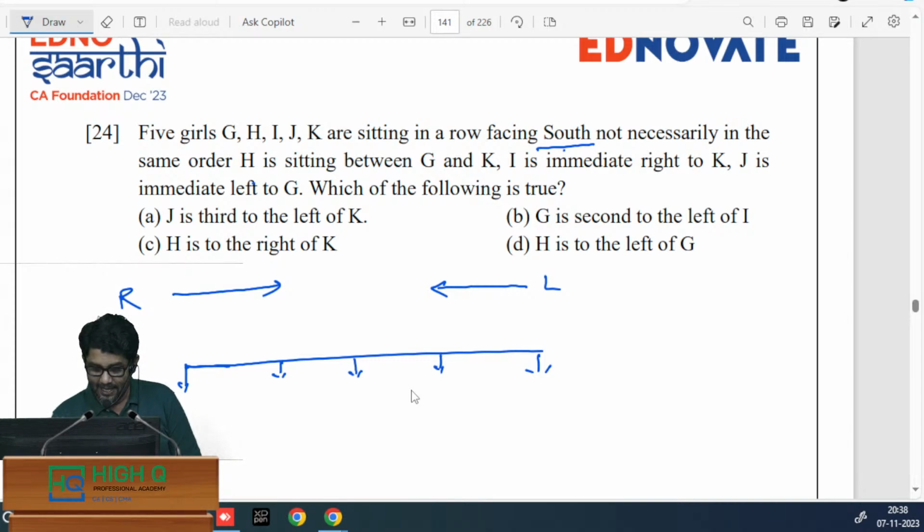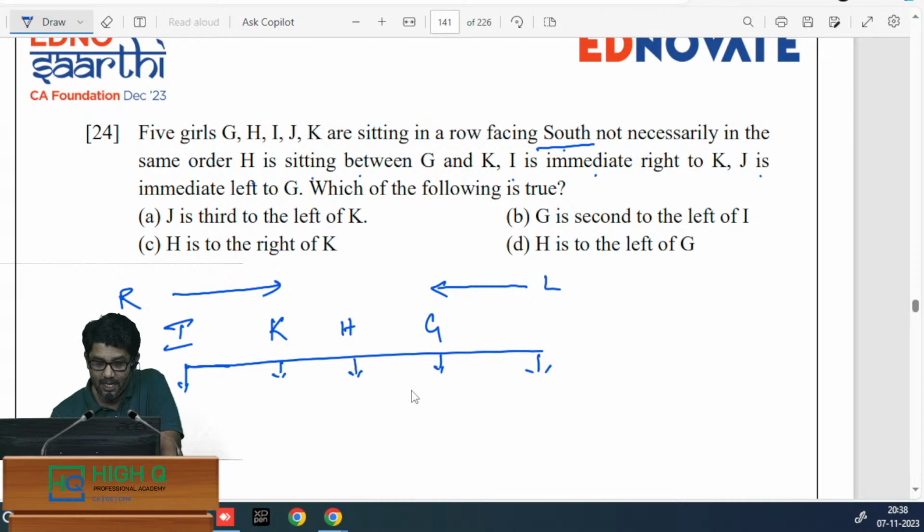Okay. H is sitting between G and K. For example, H is here, G and K. I is immediate right of K. So, I should take like this. I is immediate right of K. Am I right, my dear?